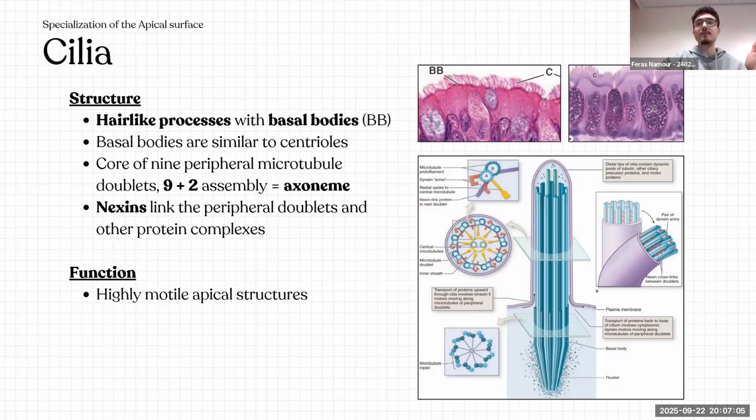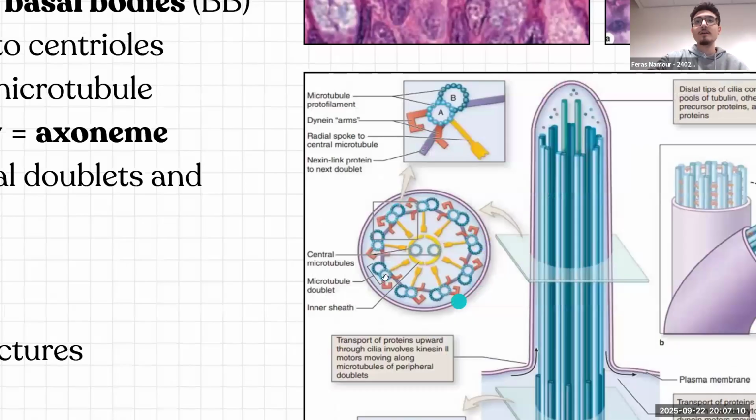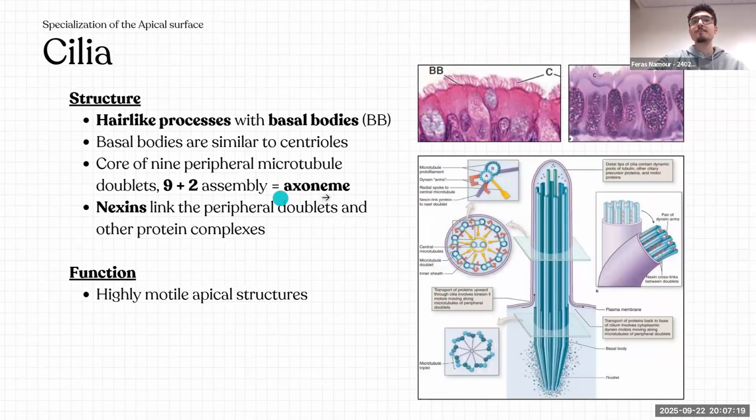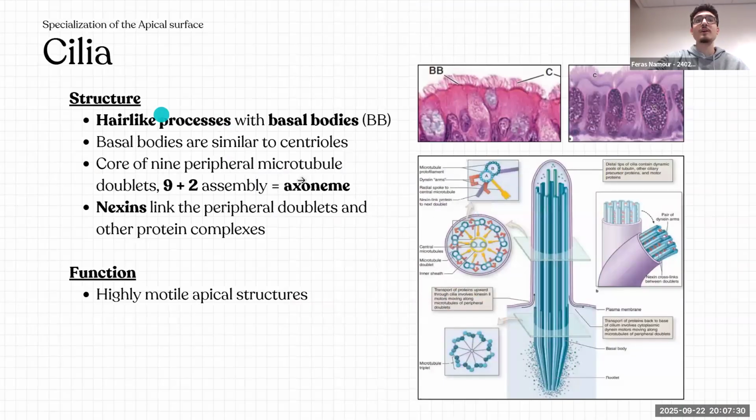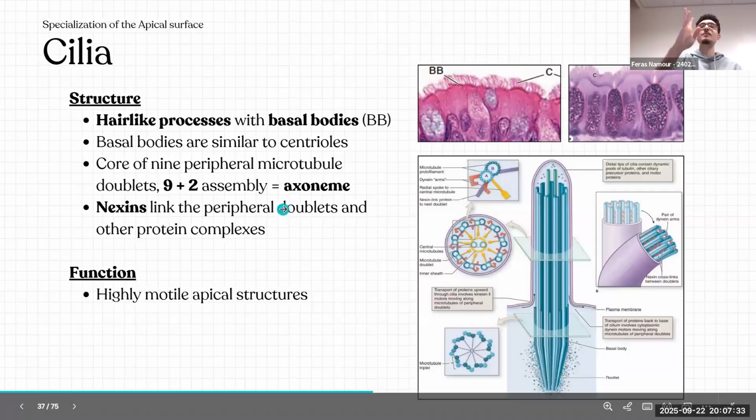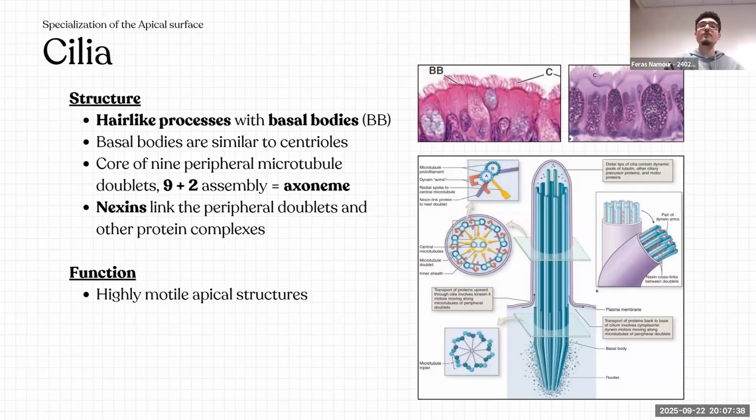It's arranged in a 9 doublet microtubule arrangement, and then in the center we're going to have 2 central microtubules, and we call this an axoneme. Tamam? Nexins, this is a protein, will link the peripheral doublets to other proteins. Tamam? What you should really know is where it's found and its function. So cilia, highly motile, hair-like processes that will move things around. Where do I find it? In my respiratory tract mainly, so over pseudostratified epithelium.